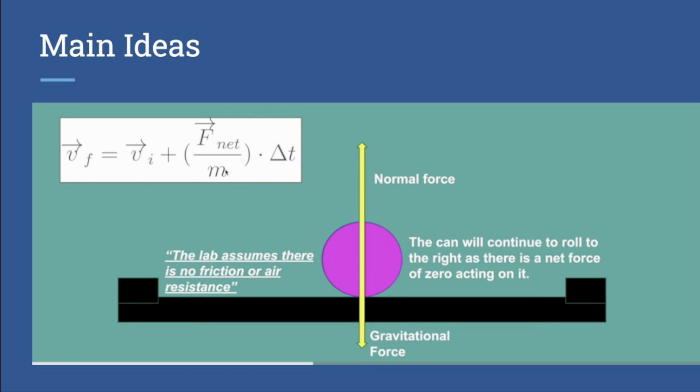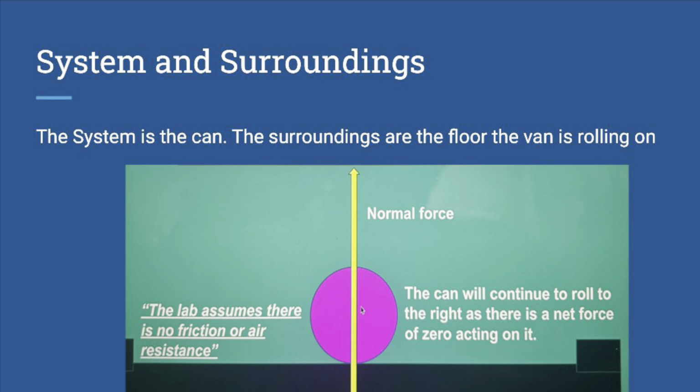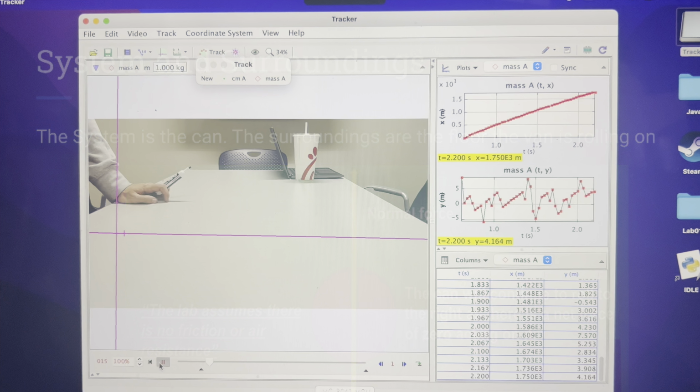So when F net over m is zero, you can see here there's no addition to the initial velocity vi. So when this is 0 times 0, it'll be vi plus 0, which will give you vf. So the initial velocity will always equal the final velocity. Therefore, the can will move at a constant velocity of the same speed and same direction. The system can be considered as the can, and the surroundings can be considered to be the floor that the can is on.